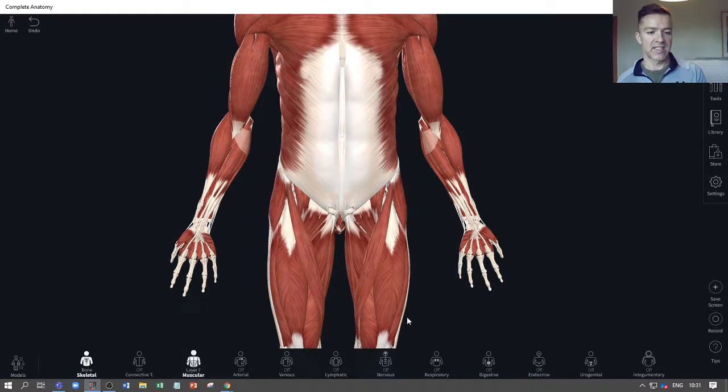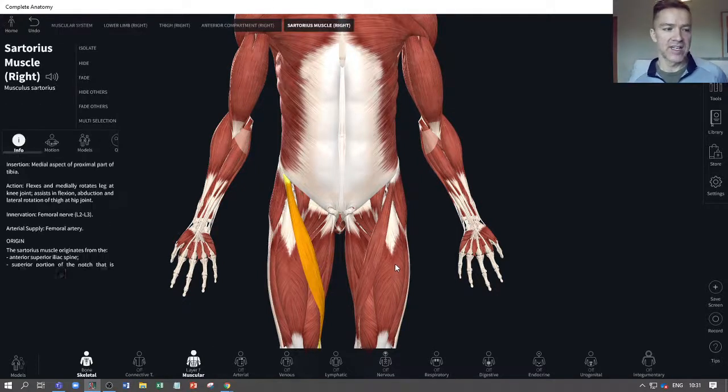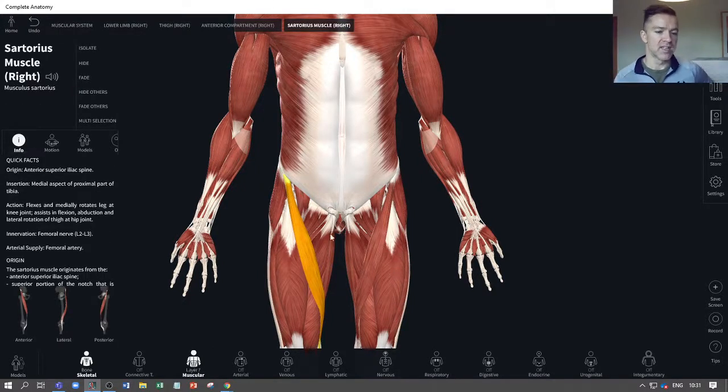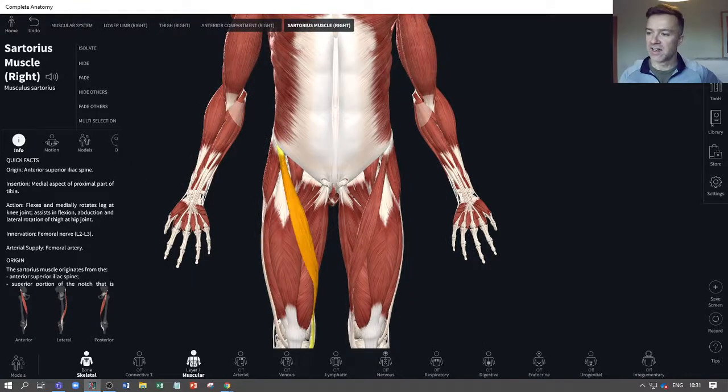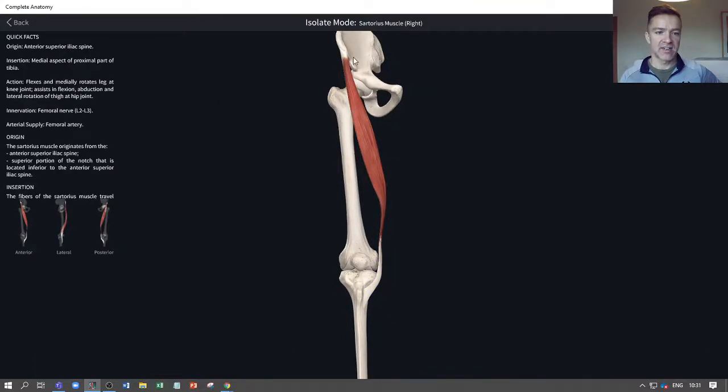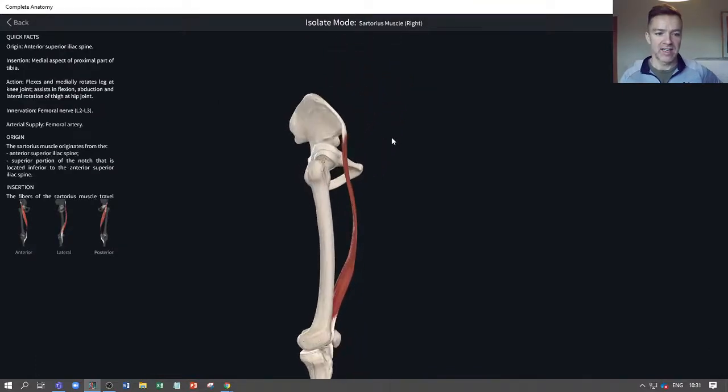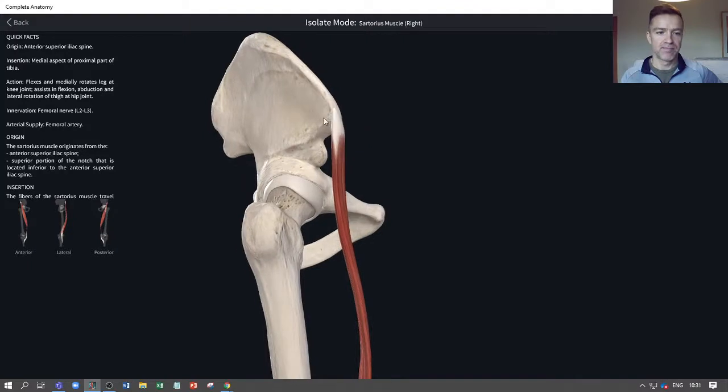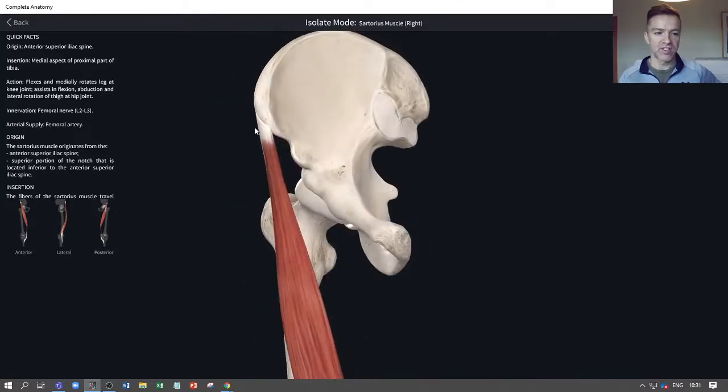The next one I want to look at here is this muscle here called the sartorius muscle. It's a band of muscle that originates on the top of the hip. Specifically, it originates on the anterior superior iliac spine. That is this bony point at the front of your hip here.